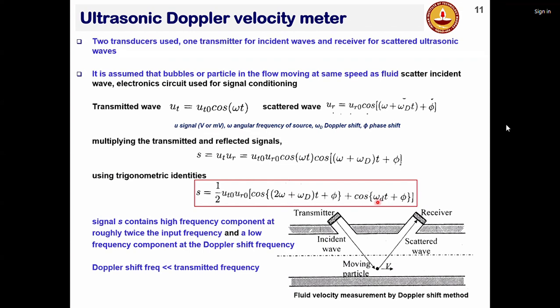And the other thing to learn here is that this signal S contains a high frequency component which is twice the input frequency. That means you have here 2 omega as compared to omega in the input signal. Okay. So we learned these two things in the multiplied signal.